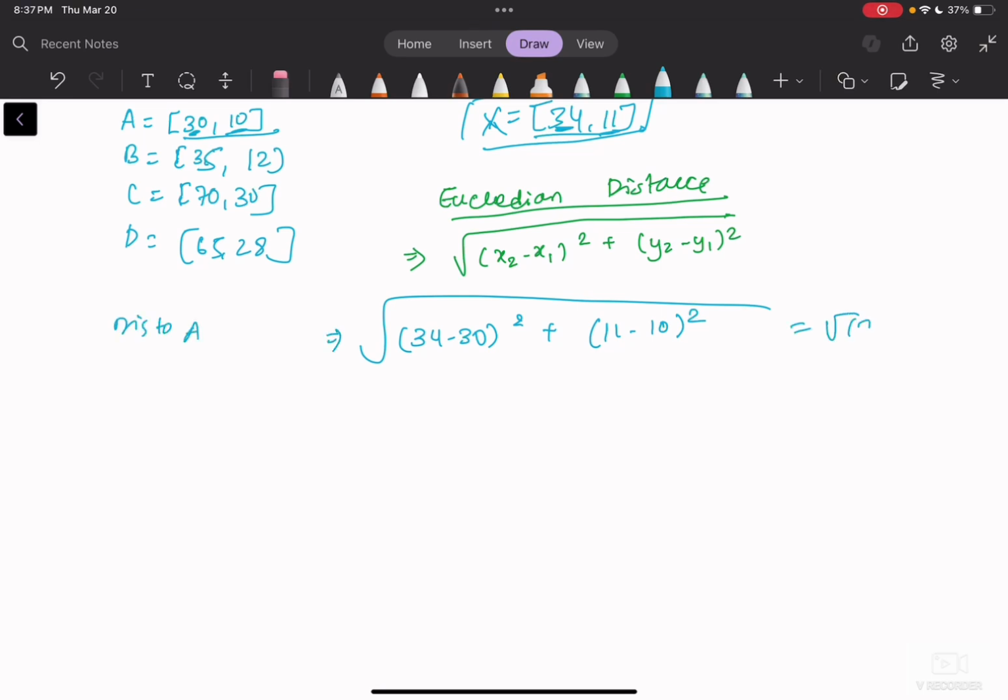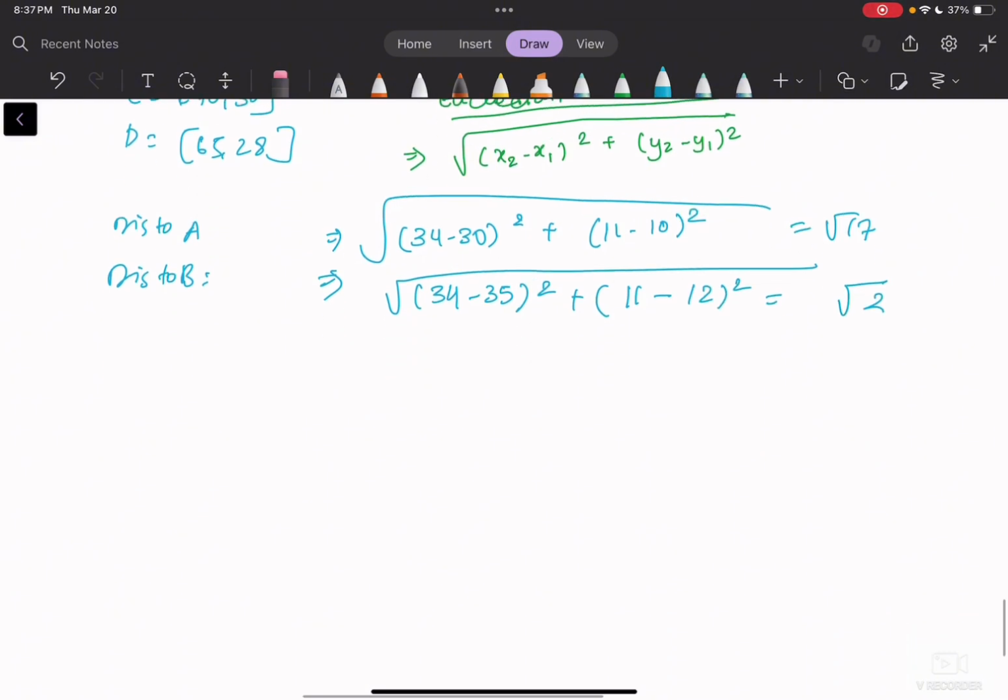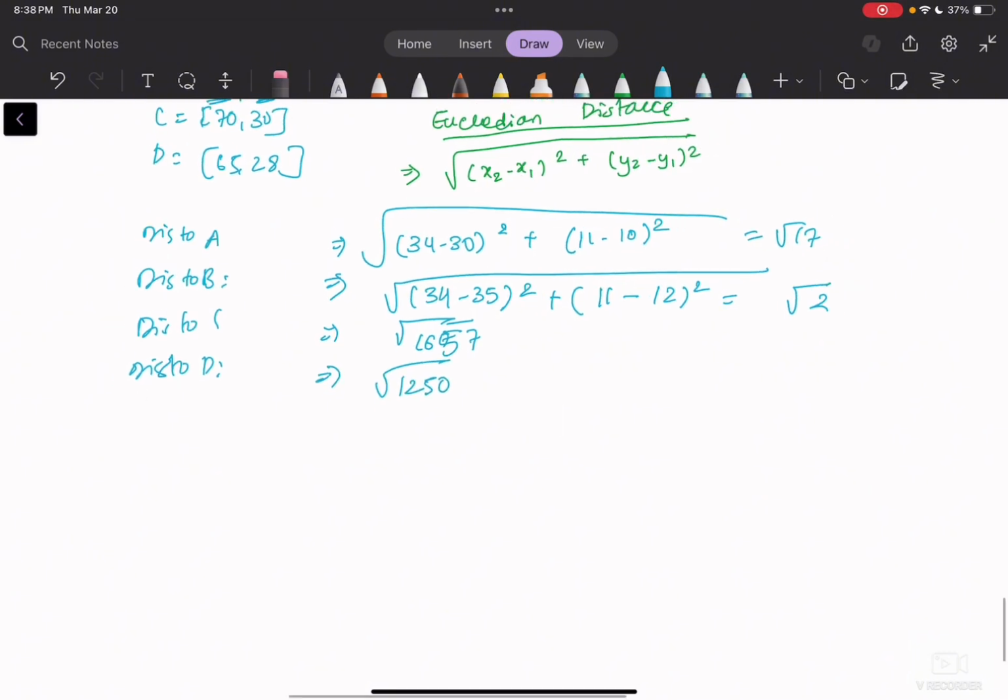That would be roughly 4.12. And if you do distance to B, again, x2 is your 34, your x1 is 35, squared, and your y2 is 11 minus y1 which is 12, squared. That would be about 1.41. If I do the same thing for distance to C and distance to D, that would be 16, 57 and 12, 50. If I have it correct in my notes, that should be roughly 40.7, and that should be 35.35. So we have all our Euclidean distances.